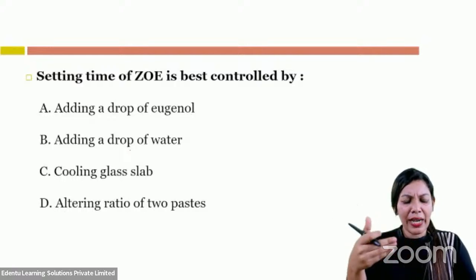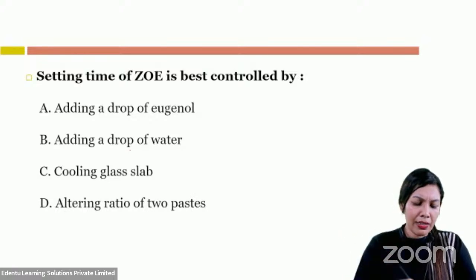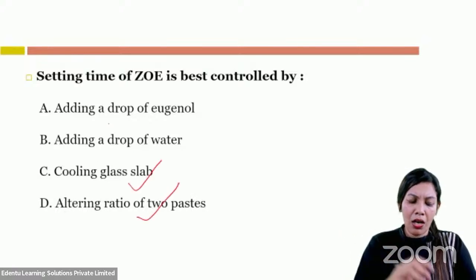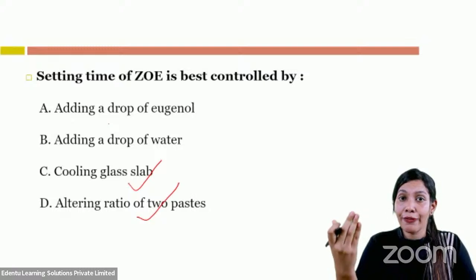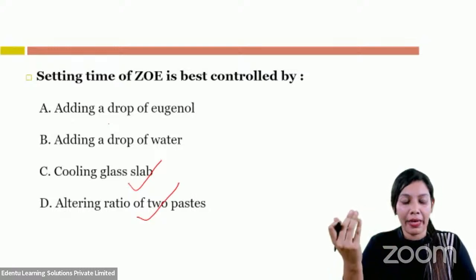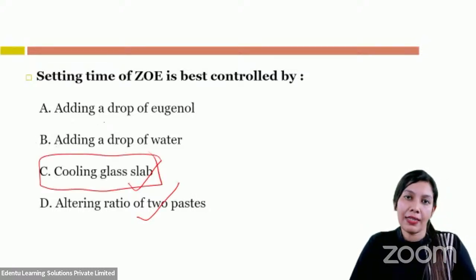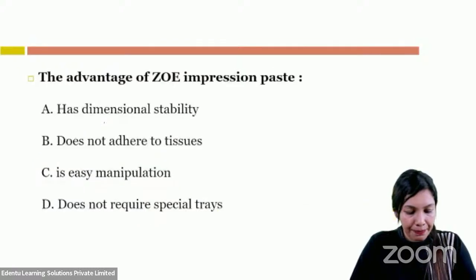Okay, again, the setting reaction of zinc oxide eugenol is best controlled by... Both answers are right for this question, but the question says "best controlled by", and it is always cooling of the glass slab. That is the most important thing, right?